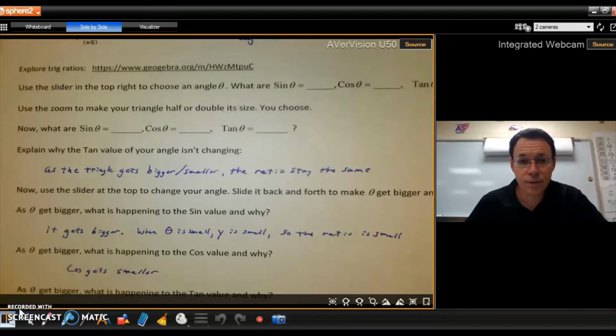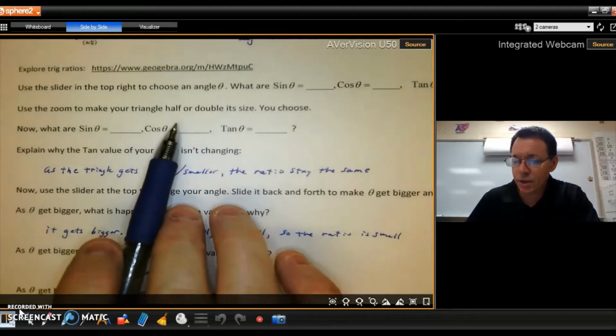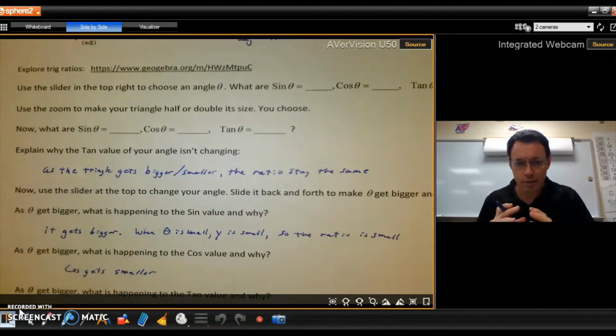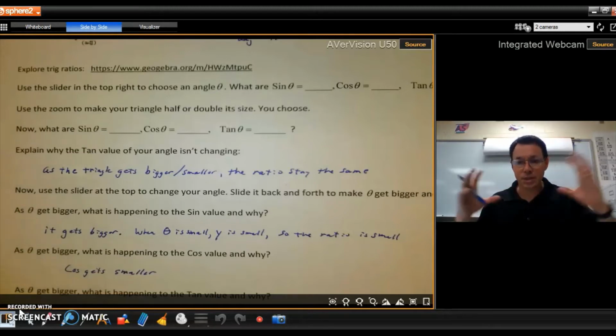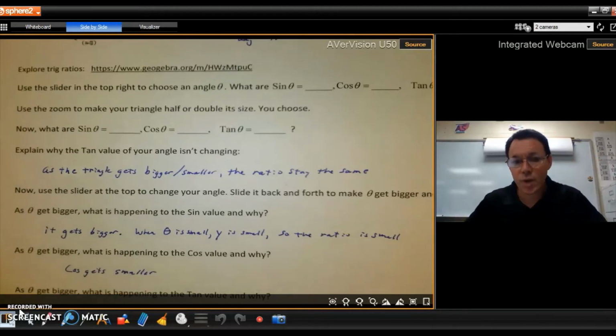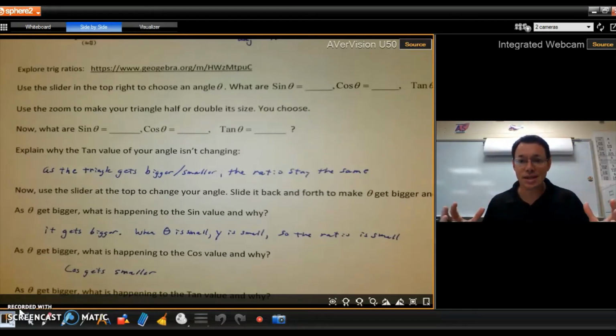Alright, so hopefully what you noticed was, as you change the shape of the triangle, all of the sine, cosine, tangent values were staying the same. Why? Because as the triangle gets bigger or smaller, the ratios, which is all these values are, are going to stay the same. If the triangle doubles in size, then all of the sides are doubling, so the ratio stays the same. Okay, so that's important.